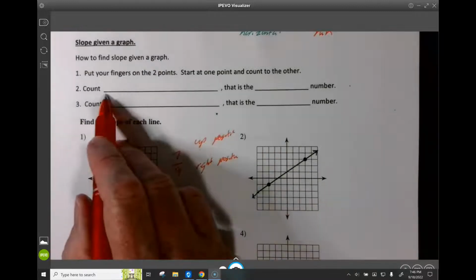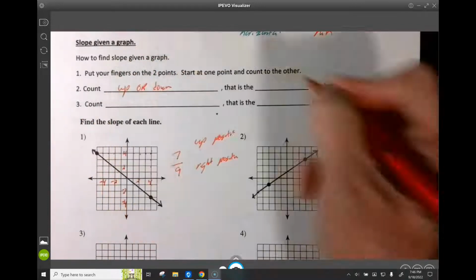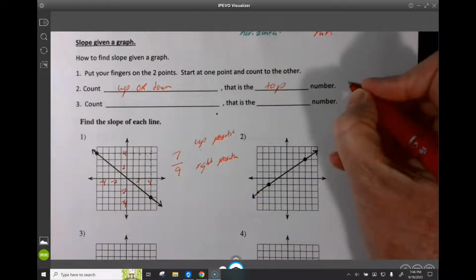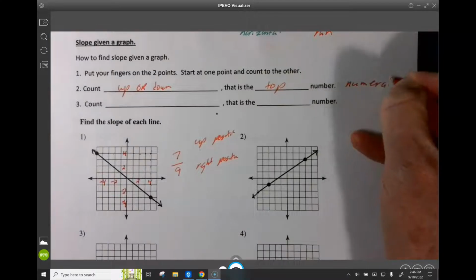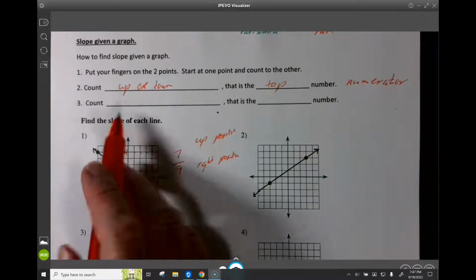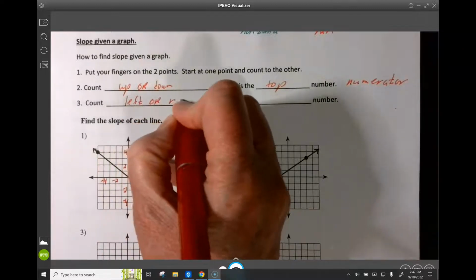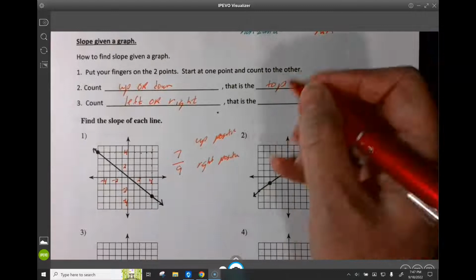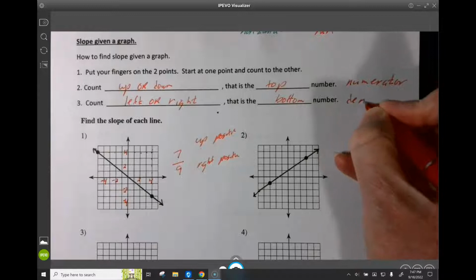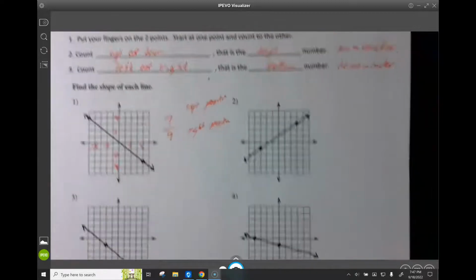So count up or down. That is the numerator, the top number. And then we counted left or right. That is the bottom number, or the denominator. Good. Let's find the slope of the next line.